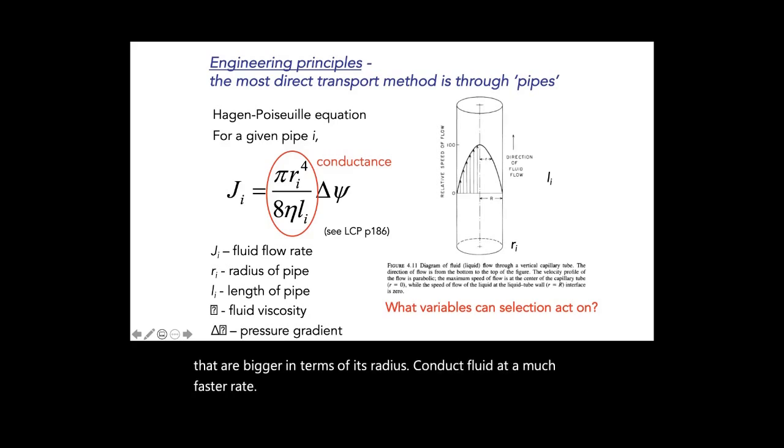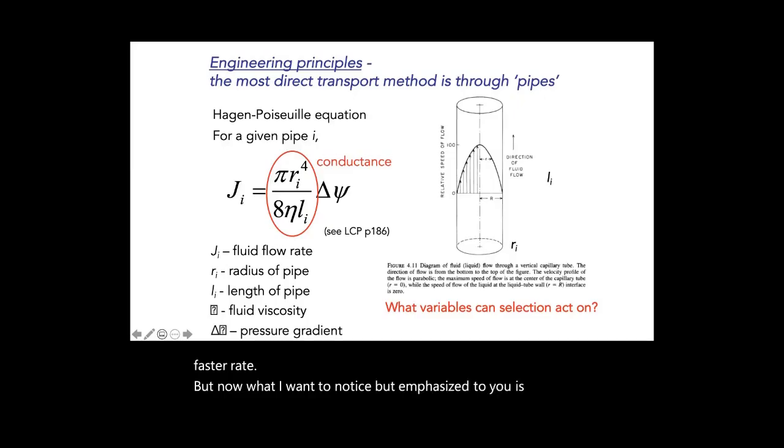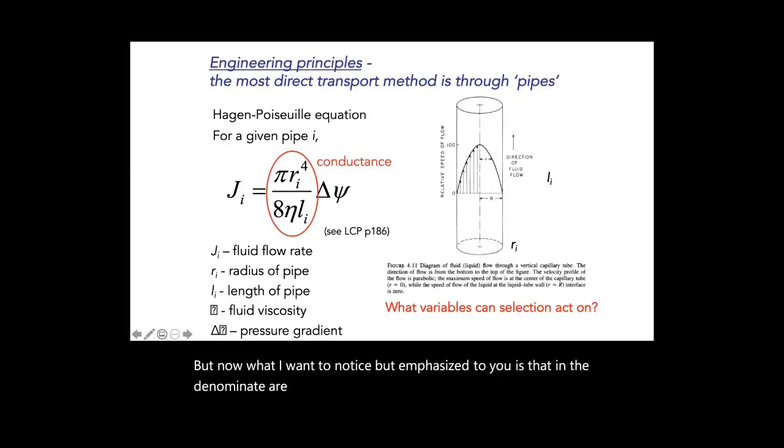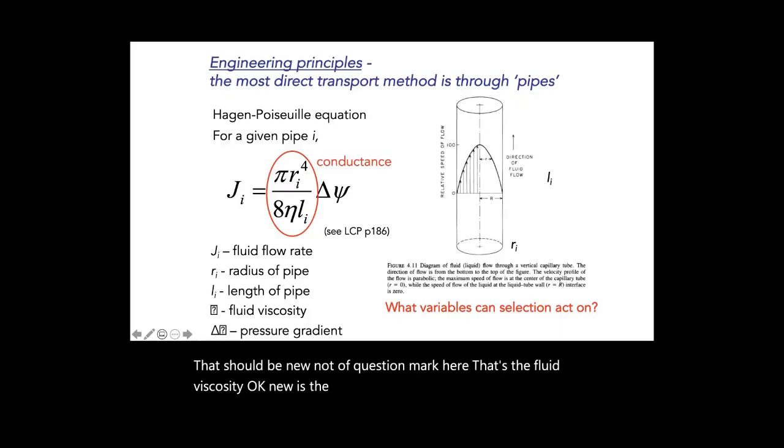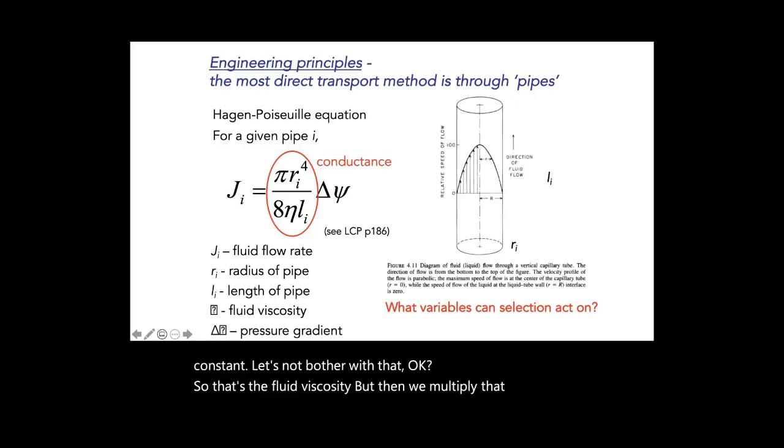But now what I want to emphasize to you is that in the denominator, we have 8 times nu. PowerPoint failure. That should be nu, not a question mark here. That's the fluid viscosity. Okay, nu is the fluid viscosity. Let's assume that that's constant. Let's not bother with that. So that's the fluid viscosity, but then we multiply that by L, which is the length.